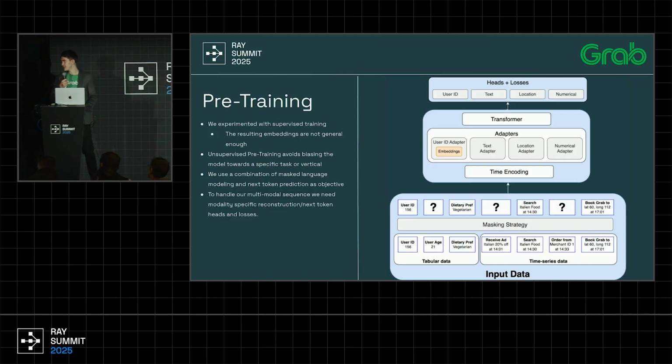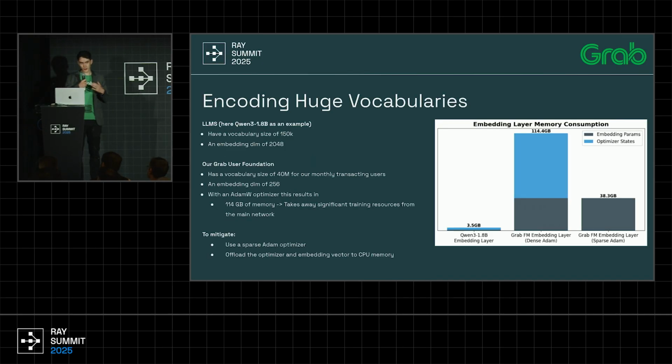So are we done yet? Is this easy to train? No, it's not. We have one of the challenges. If you see in the user ID adapter, there are the embeddings. And we have a lot of users, around 40 million users monthly. So if we want to pre-train only on a monthly scale, our embedding layer is already 40 million parameters.